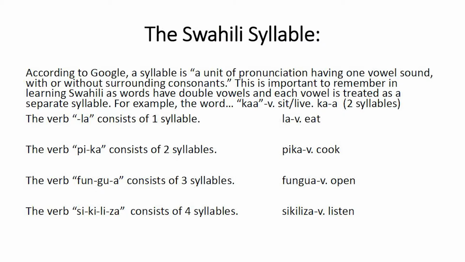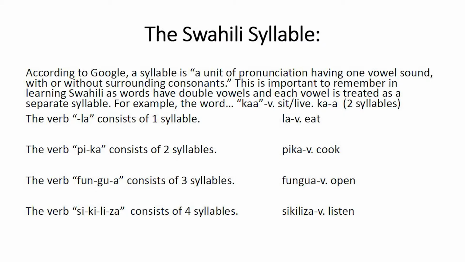So let's look at the Swahili syllable. According to Google, a syllable is a unit of pronunciation having one vowel sound with or without surrounding consonants. This is important to remember in learning Swahili, as words have double vowels and each vowel is treated as a separate syllable. For example, the word ka means sit or stay. If you tell a person sit down, as a command, you can just say ka to them. Or if you want to say I stay in Chicago, you can use the verb ka.